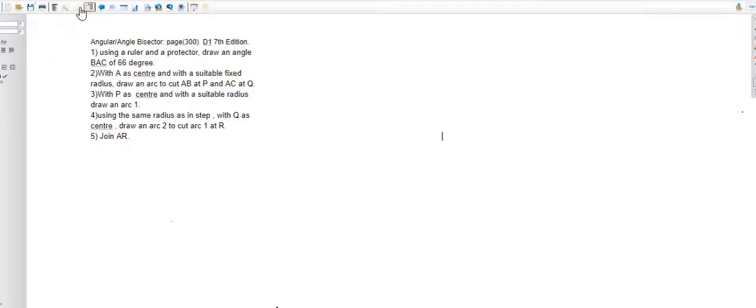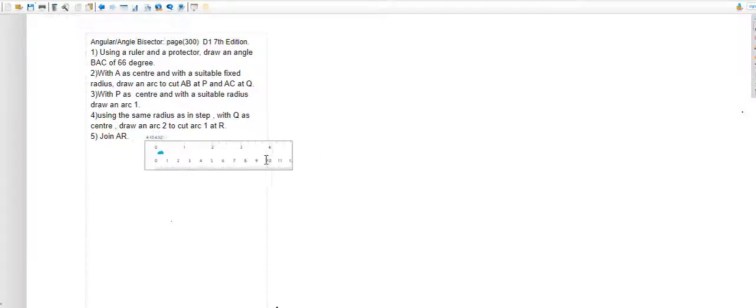Now this one's fine. First thing I need is a scale. It says using a ruler. Hold on a second, this is a typo. Using a ruler and a protractor, you have to draw an angle BAC of 66 degrees. Now BAC is a random name for the edges or vertices, you need not worry about it. First you need a ruler and then a protractor to draw an angle. So a ruler first, so we are going for that. Here it is, ruler.